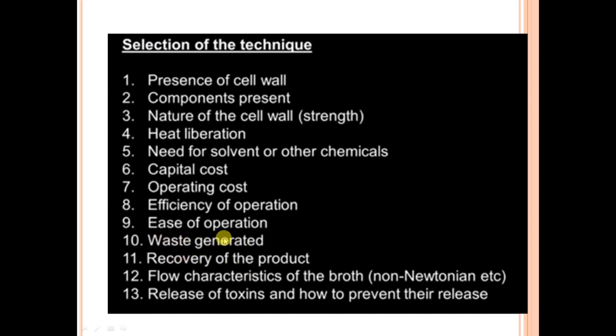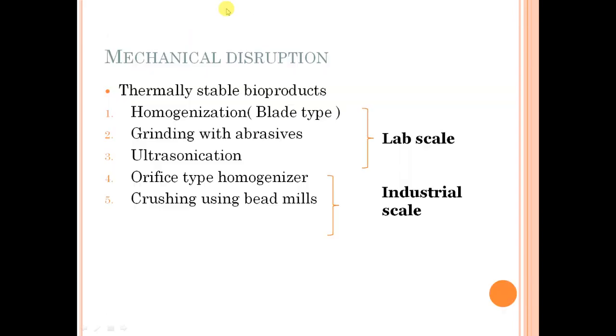Recovery of the product. So how exactly will I recover my products, and what are the flow characteristics of the broth, whether it is Newtonian or non-Newtonian? Those related information you should know. And finally, the release of toxins and how to prevent their release. So this helps in the selection of the technique. So based on these parameters, we can decide which technique I will go for.